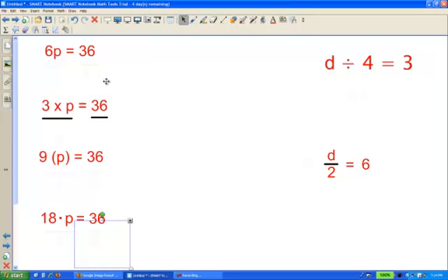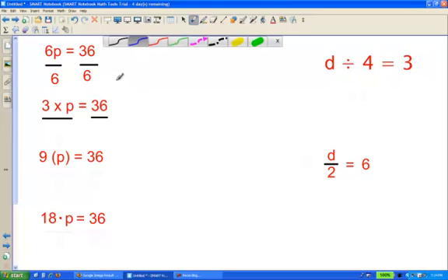Alright, so we have a bunch of problems here. If I have 6p equals 36, this really just means 6 times p. How do I get rid of times? I divide. I want to get p by itself, so I divide by 6. If I divide by 6 on one side, the other side isn't balanced, so I have to do that to that side. And I get p equals 6, right? Because these 6's end up canceling each other out. I just have p left on that side.